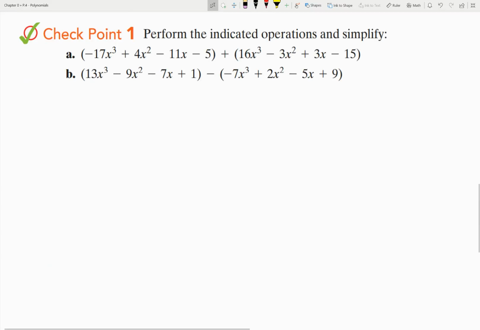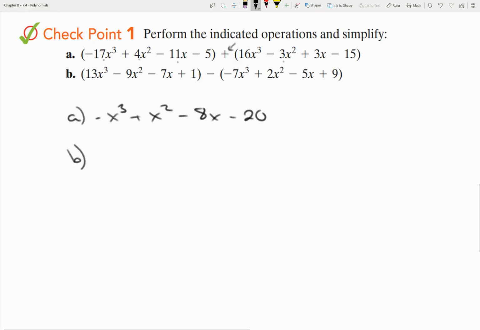We'll do the same thing again. Okay, I'm going to go a little faster through these this time. So for part A, I'm just going to add these as I go because I have an addition. So it's just negative 17 plus 16. So that's minus x to the third plus 4 minus 3. So that's plus x squared, right? Only one left over, and I don't need to write the 1 in the front. Minus 11 plus 3. That's going to be a negative 8x minus 20.